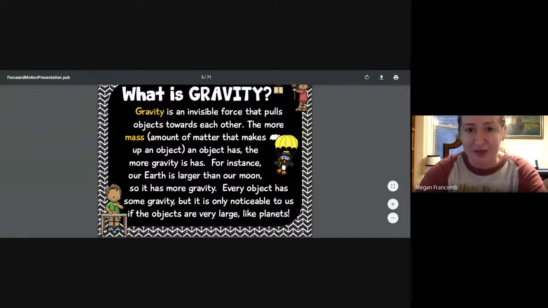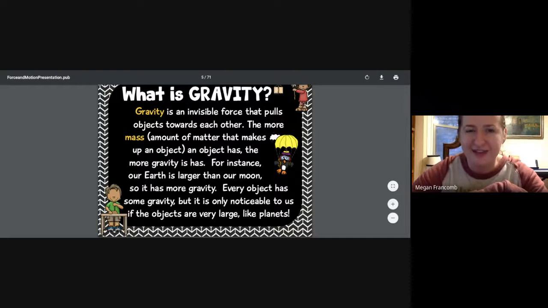And then gravity is what we studied last week. What is gravity? Gravity is an invisible force that pulls objects towards each other. The more mass, the amount of matter that makes up an object, the more gravity it has. For instance, our Earth is larger than our moon, so it has more gravity.